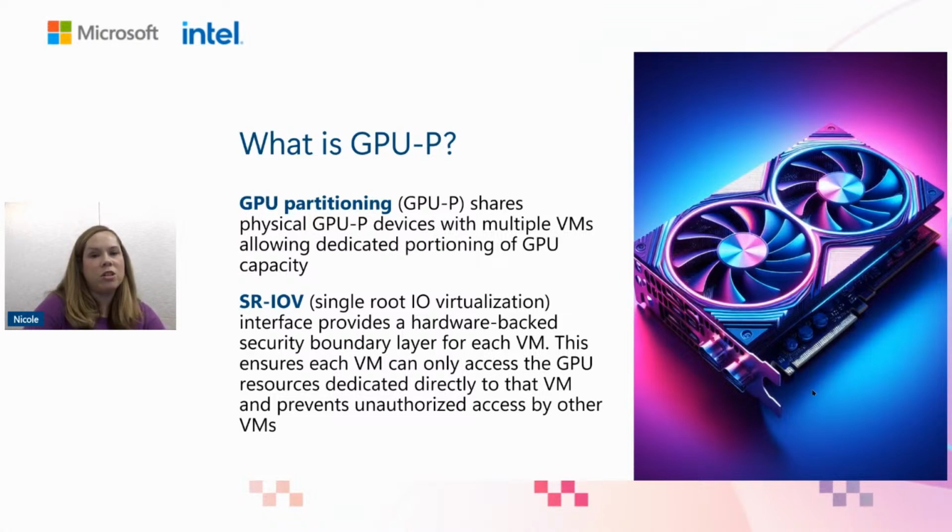GPUP allows users to share a single physical GPU device with multiple virtual machines. With GPUP, each VM gets a dedicated portion of the GPU capacity instead of an entire GPU. Since keeping workloads secure is a top priority, the GPUP feature uses the SR-IOV interface to create a hardware-backed security boundary layer for each VM. This ensures each VM only has access to the GPU resources dedicated to that specific VM, preventing unauthorized access from other VMs.